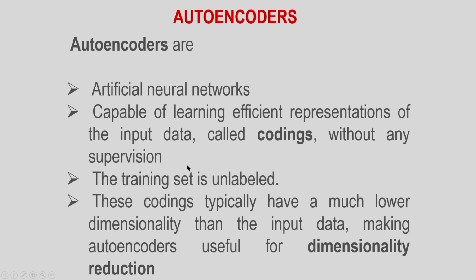The training set is unlabeled, and the coding typically has a much smaller dimensionality than the input data, making autoencoders useful for dimensionality reduction. So it is used to reduce the dimension of the input data.